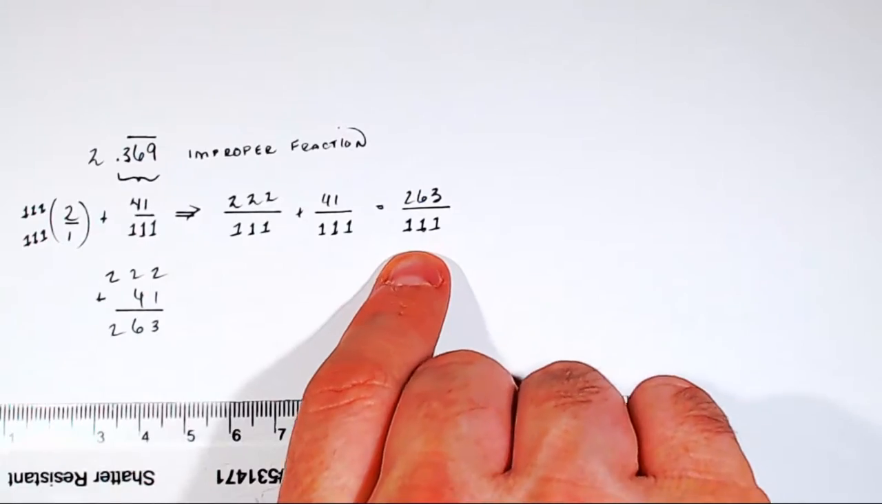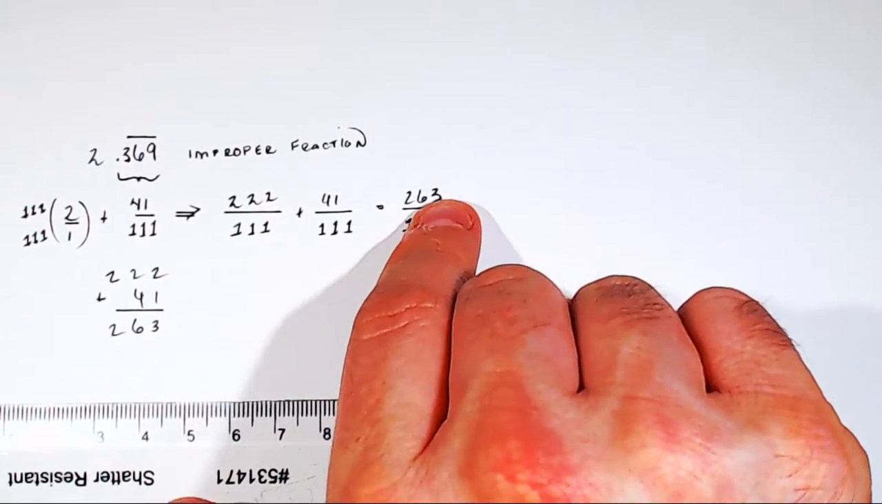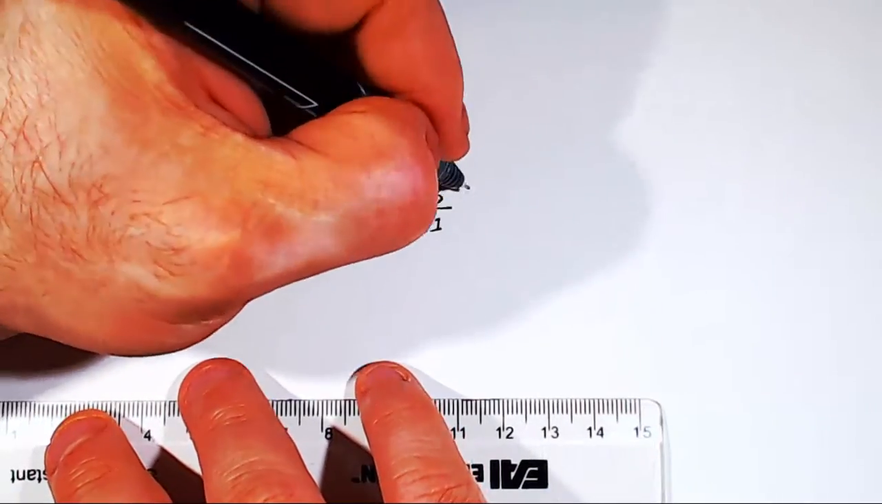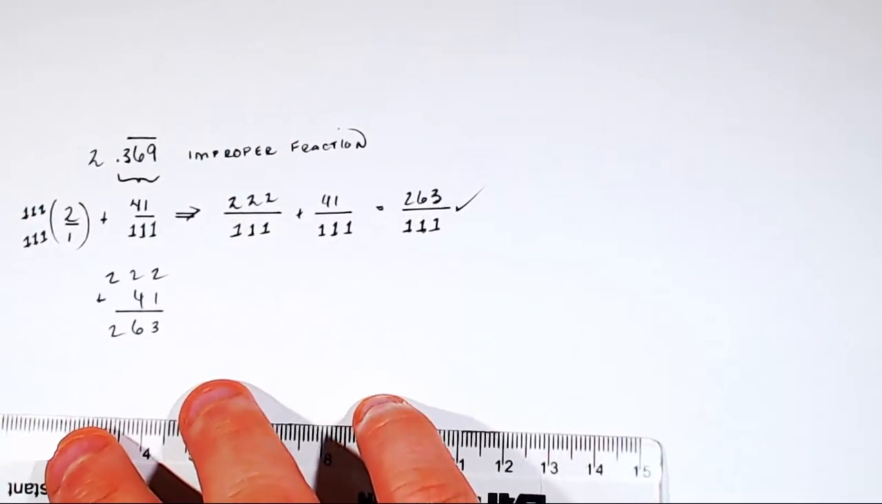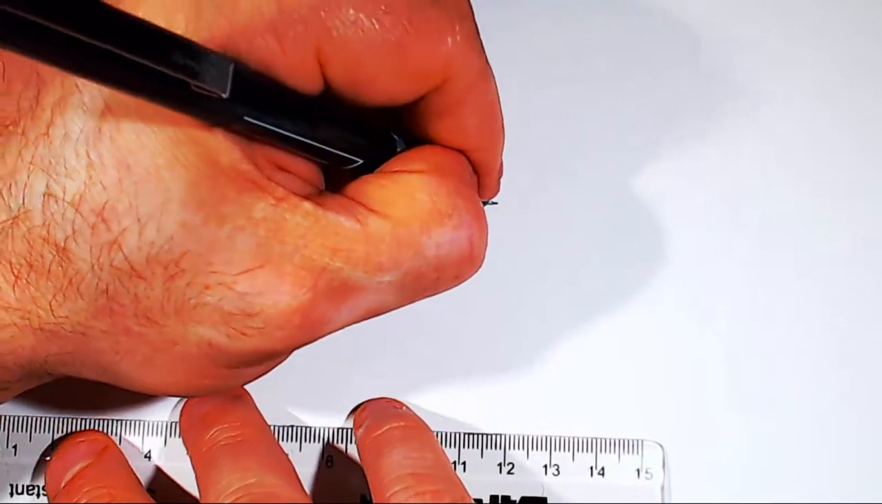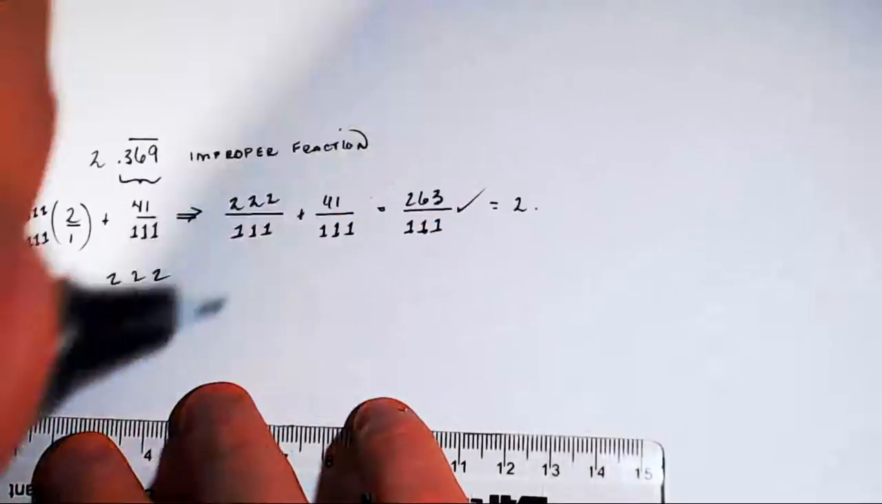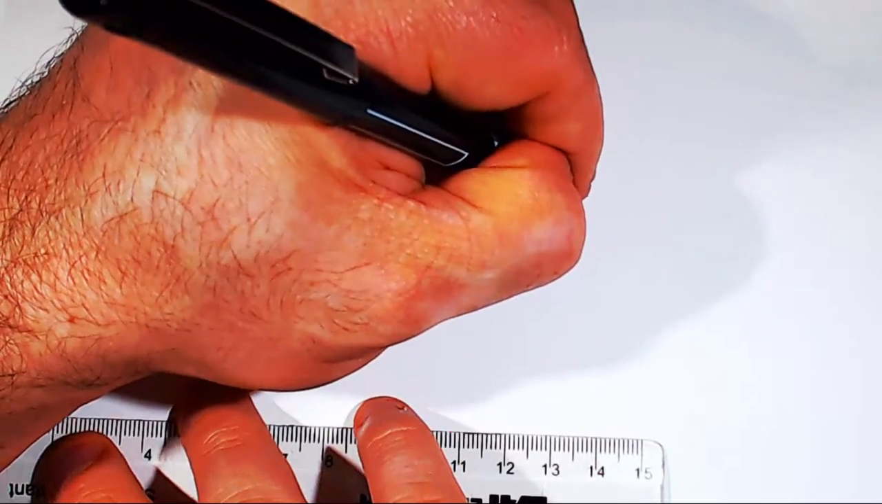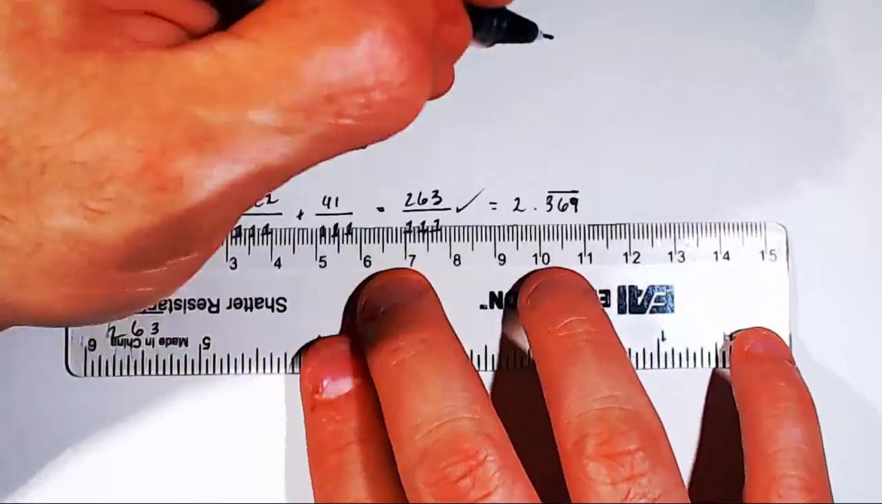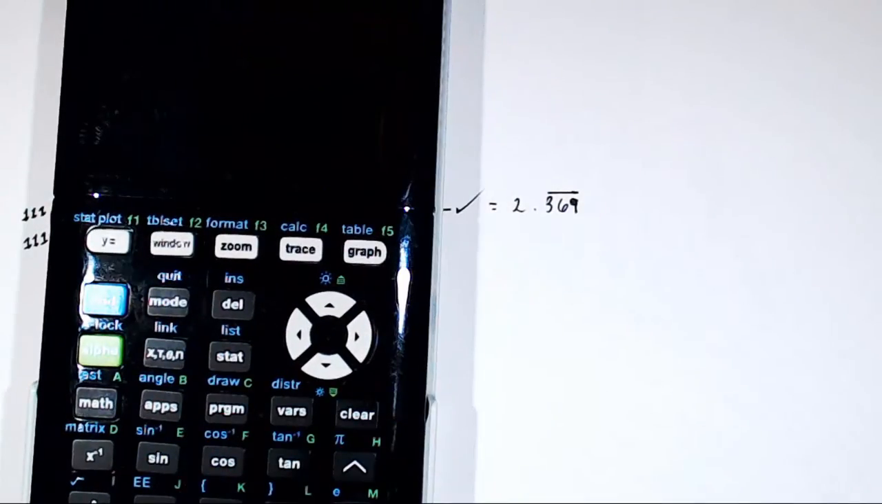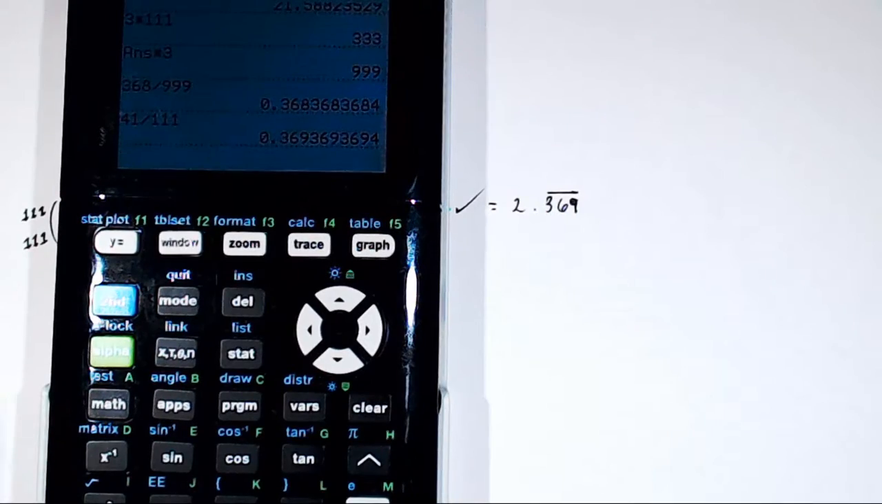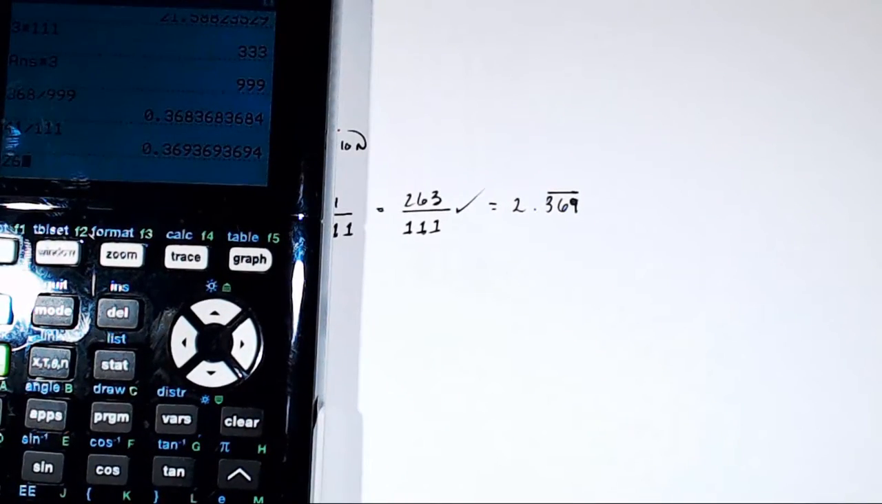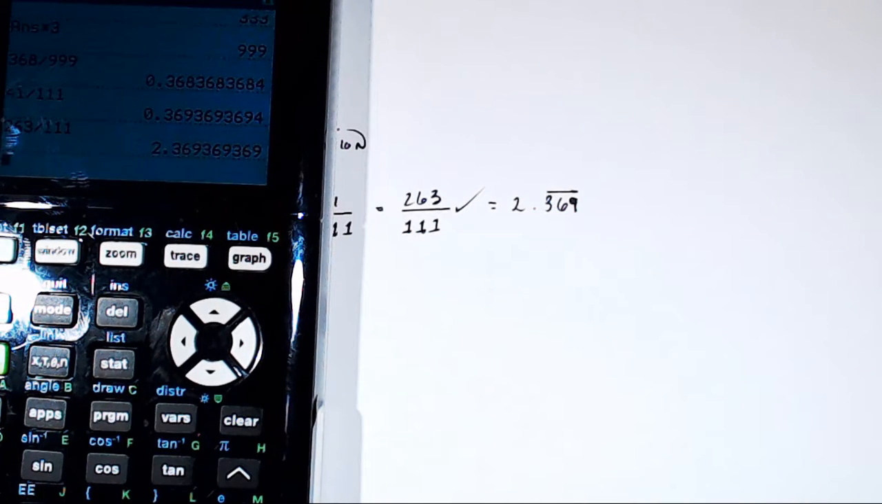And since 111 is prime and none of its multiples are 263, we know that this is the final form, the improper fraction. This is equal to 2.369 repeating. Don't believe me? Take 263 divided by 111, and you'll get the repeating decimal with the whole number off to the side.